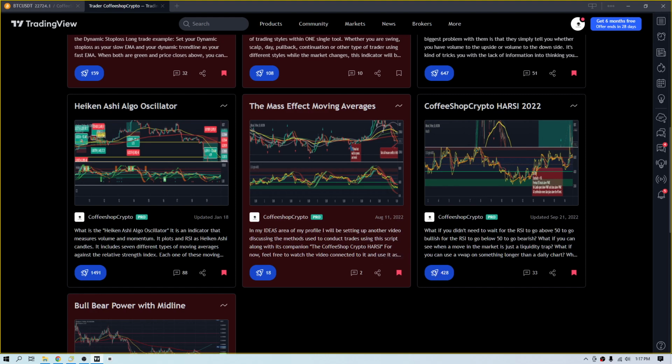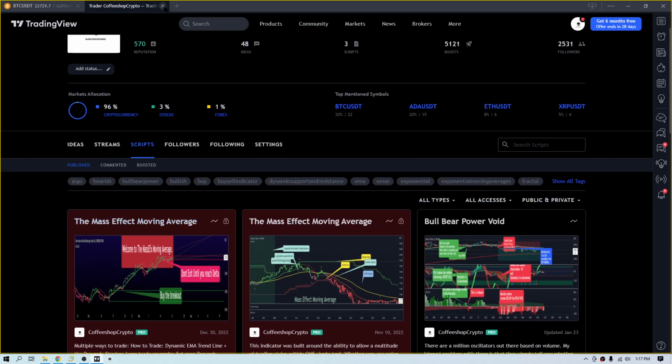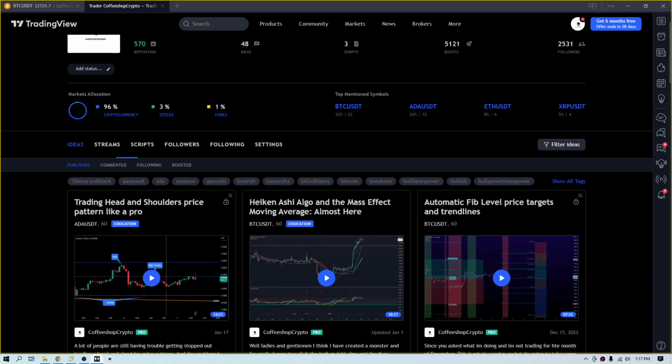The admins of TradingView will end up putting this idea or the script on the front page of the website. Okay. Heiken Ashi Algo Oscillator. If you did not boost this thing, go ahead, hit the boost button. Leave your comments on it, stuff like that. So I'm just going to close this out. And again, that's under my scripts, or you can hit my ideas.